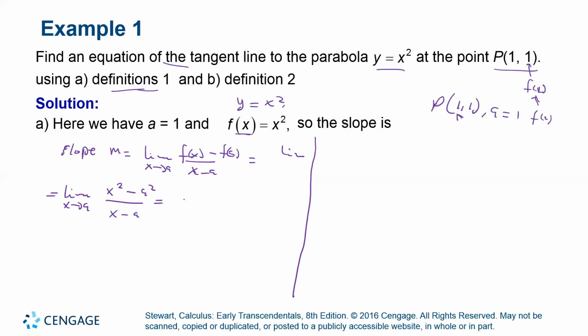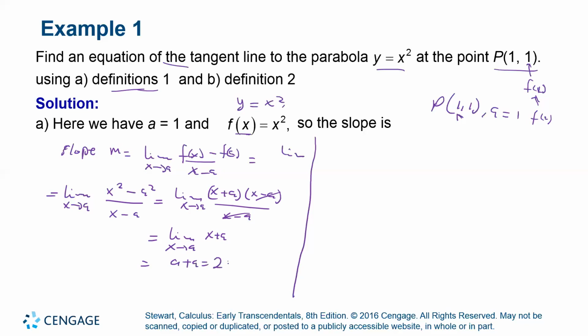Now, we can simplify this into the limit as x approaches a of x plus a times x minus a, divided by x minus a. Then that is equal to the limit as x goes to a of x plus a, where these two factors cancel. Now, as x approaches a, you have a plus a.